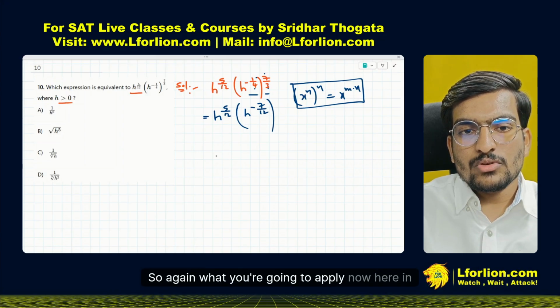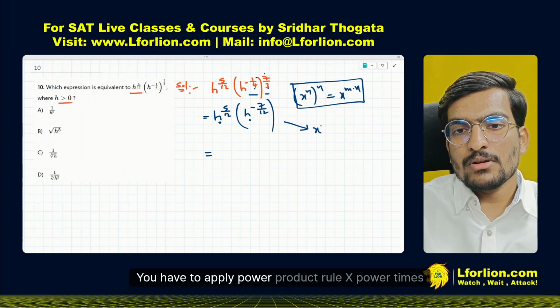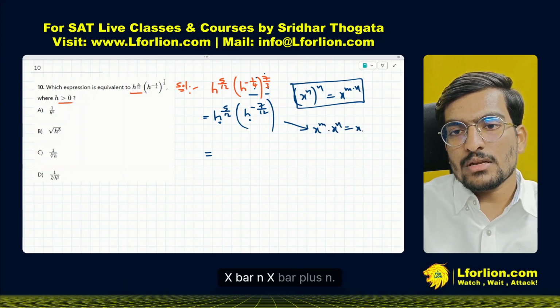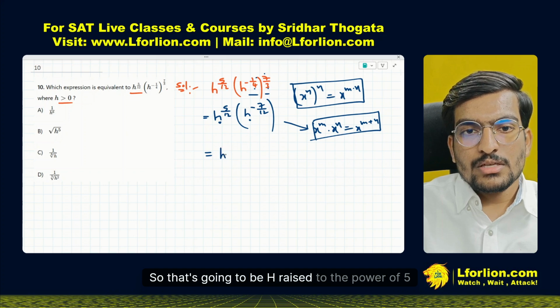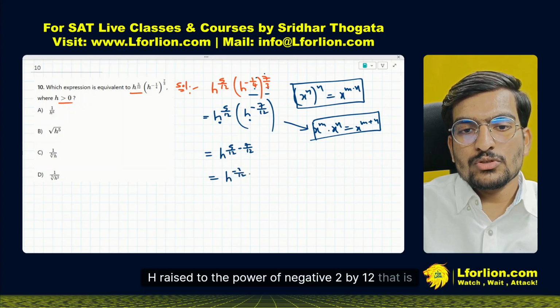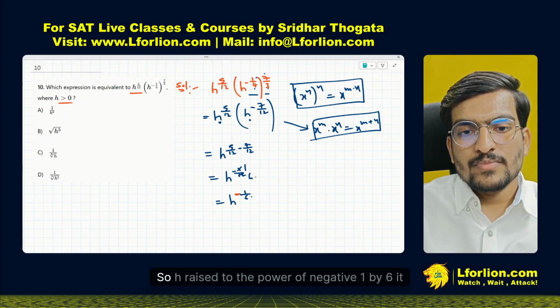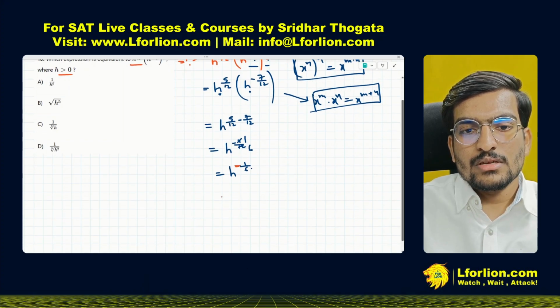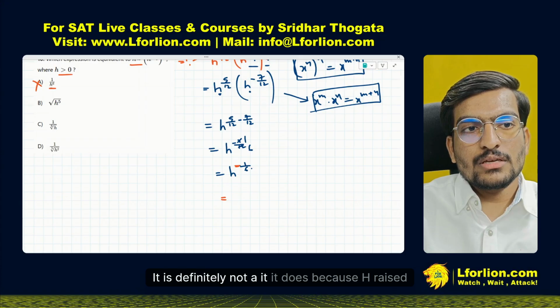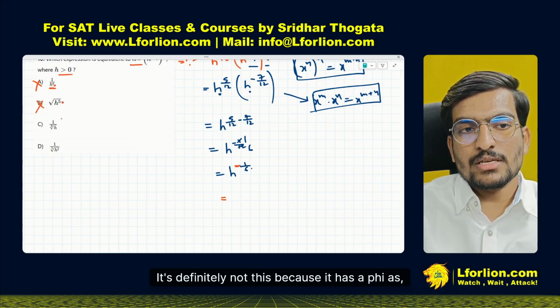Again, now in this step, bases are the same, so you have to apply the product rule, x power m times x power n, x power m plus n. So that's going to be h raised to the power of 5 by 12, negative 7 by 12. So that's h raised to the power of negative 2 by 12, which equals negative 1 by 6. So h raised to the power of negative 1 by 6, it is definitely not option a, because h raised to the power of 1 by 6, it's not 6, it's given in the denominator, it's definitely not this, because it has a 5 as power.